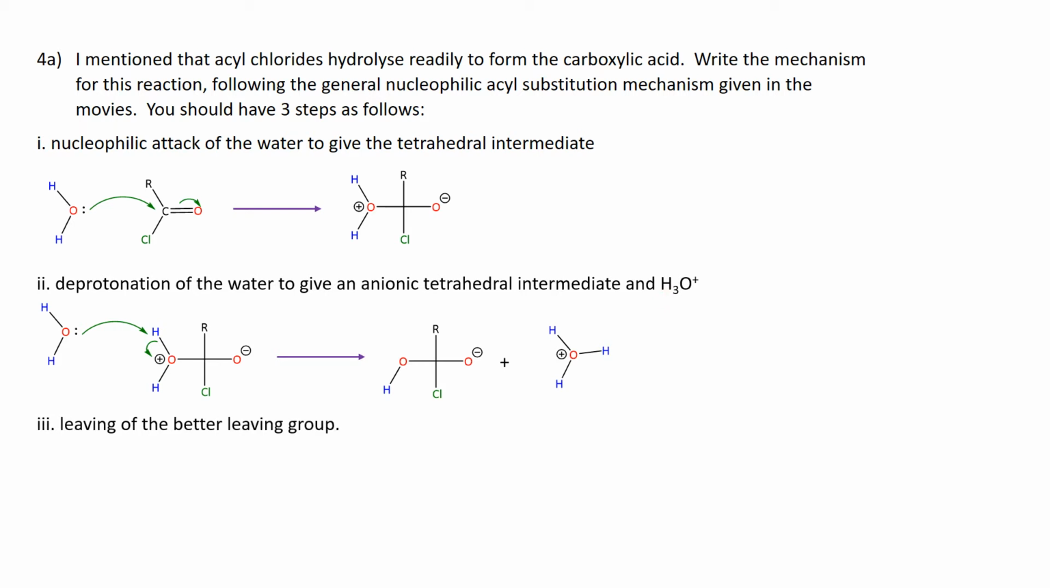Stage 3, leaving of the beta leaving group. Well, we've got groups that can leave. O minus, that ain't going to leave. R, that ain't going to leave. OH minus, well, could leave, except it's a really bad leaving group, or Cl minus, what a super duper leaving group. So the Cl minus is now going to leave.